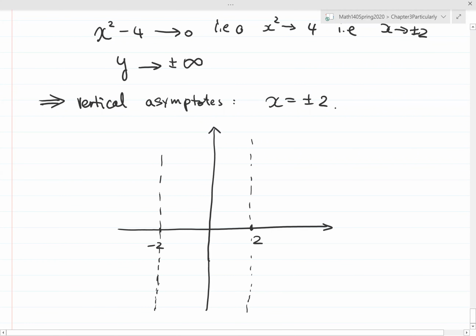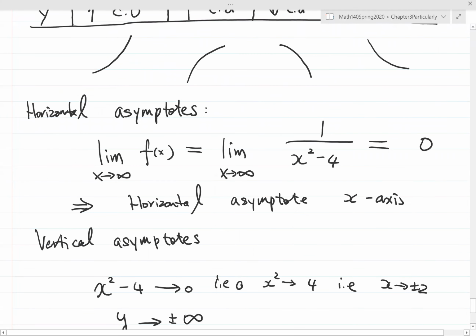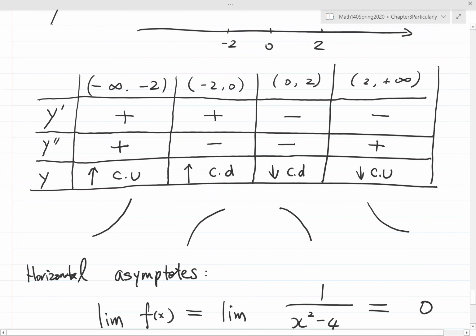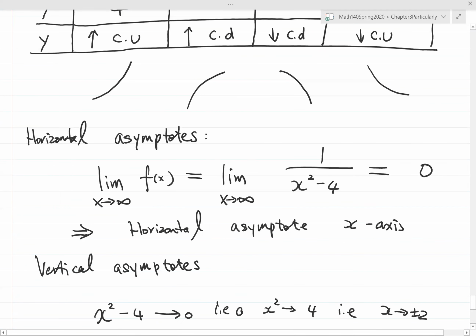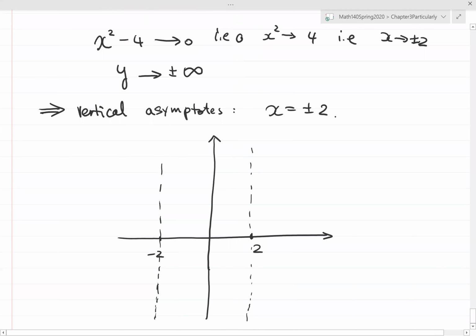From negative infinity to negative 2, let's check. It's concave up and increasing. As x approaches negative infinity, the value approaches 0, so it has the x-axis as a horizontal asymptote. So we are done with the piece from negative infinity to negative 2. By symmetry, we get the piece from 2 to positive infinity.